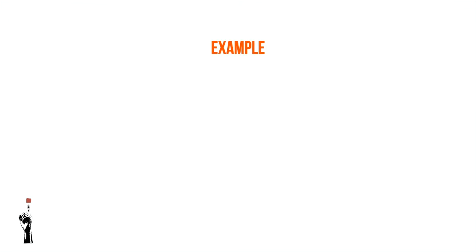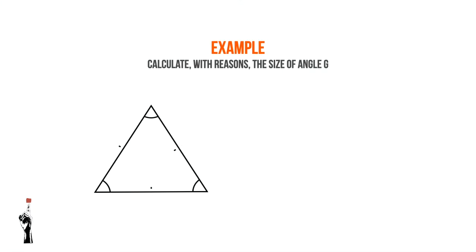Now let's do an example using this theorem. Calculate with reasons the size of angle G. Now over here I have angle G and I see that they don't give me any information regarding angles or sides, except for the fact that I can see all three of my sides are equal in length. Now I know a theorem for that. I know if all three of my sides are equal in length, that means angle G is equal to angle F and is also equal to angle H, which is all 60 degrees. How do I know that? That is when I write my reason, equilateral triangle.